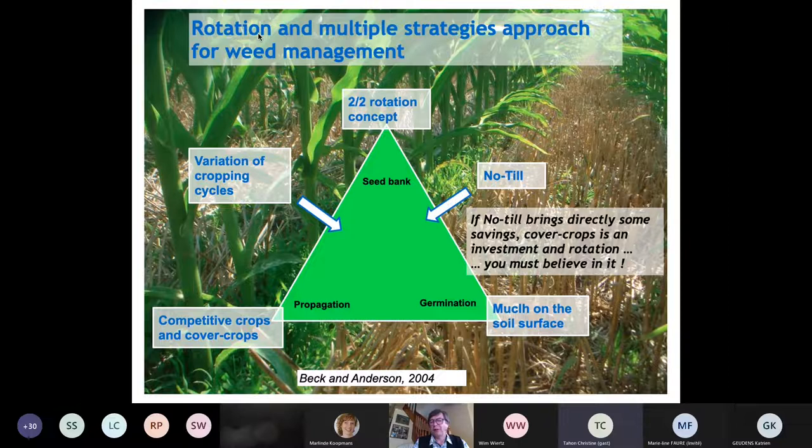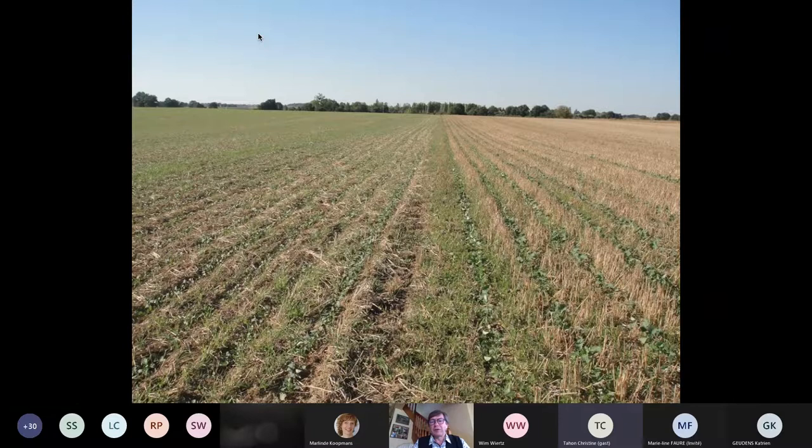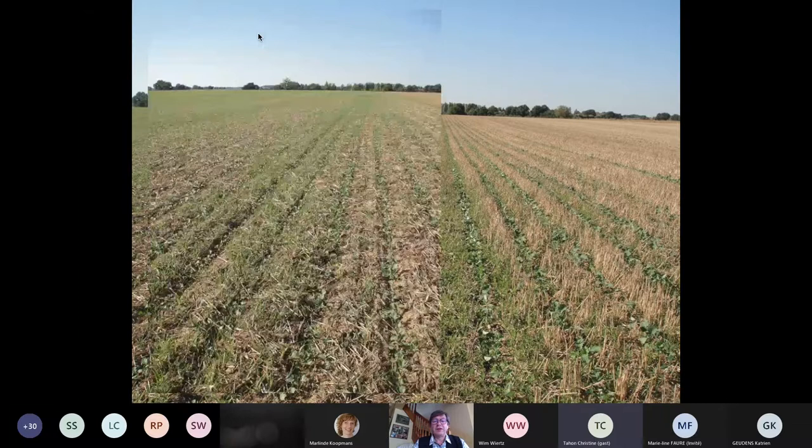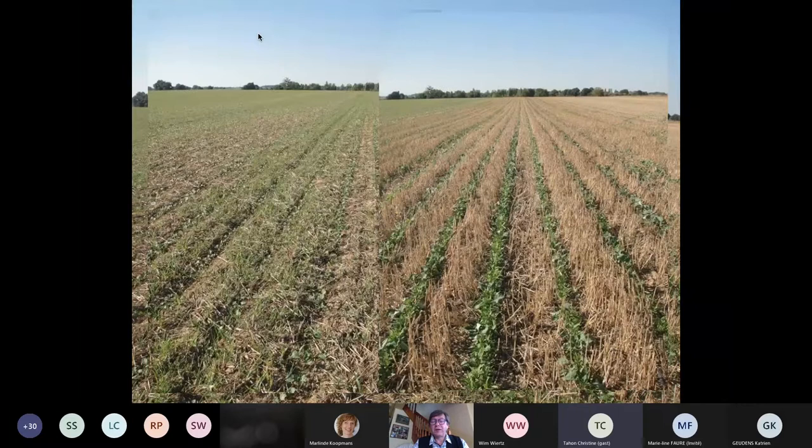So by using multiple strategies, we can really shuffle the story and trick the weeds in order to be in management. This is a good example I took in central France, in the area of La Sarthe. On the left, it is an area that has been tilled. You see all the weeds and volunteers. And on the right, I mean, no till. So it was a dry summer and really showed the difference. And so we can capitalize on no till to some extent for this.